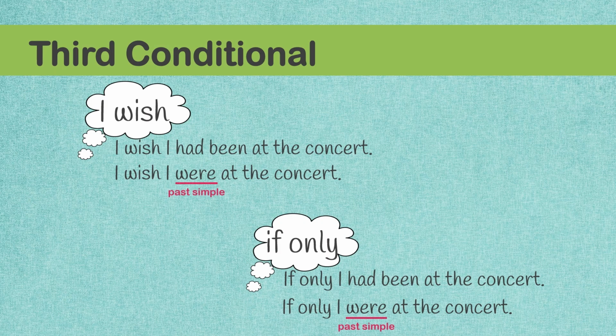Using past simple means I am referring to a wish for a different present reality. The concert is happening now and I'm not there. Maybe I'm stuck at home studying. And remember, we are using were in these examples because we're using the subjunctive mood.